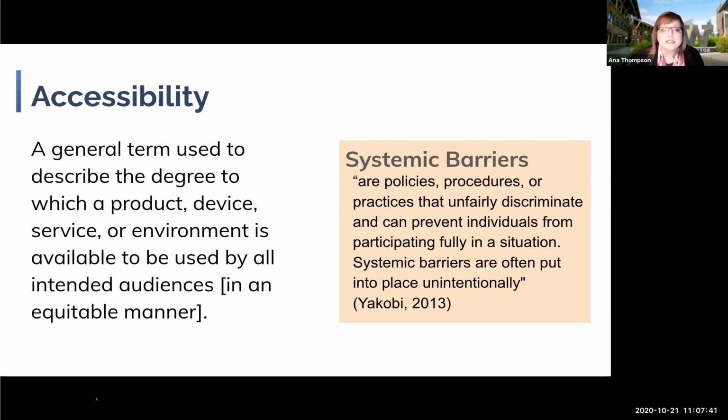And this is important because there are many systemic barriers that are in place in all of our different environments today. And what are those? Those can be policies or procedures, practices, the way we do content that can unfairly discriminate against certain individuals so they cannot participate fully. And many times, the majority of the time, these are put in place unintentionally.